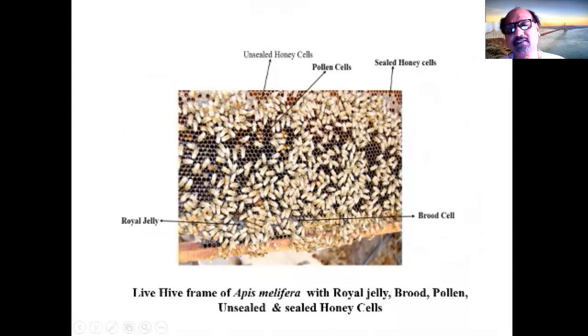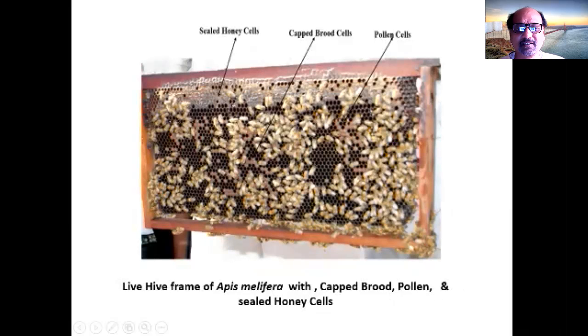See, the liquid, somewhat watery substance, is stored in the honey cells, and these are unsealed honey cells. Then the darker yellow, this is the pomegranate-colored pollen stored in its cells. Are you seeing this structure?